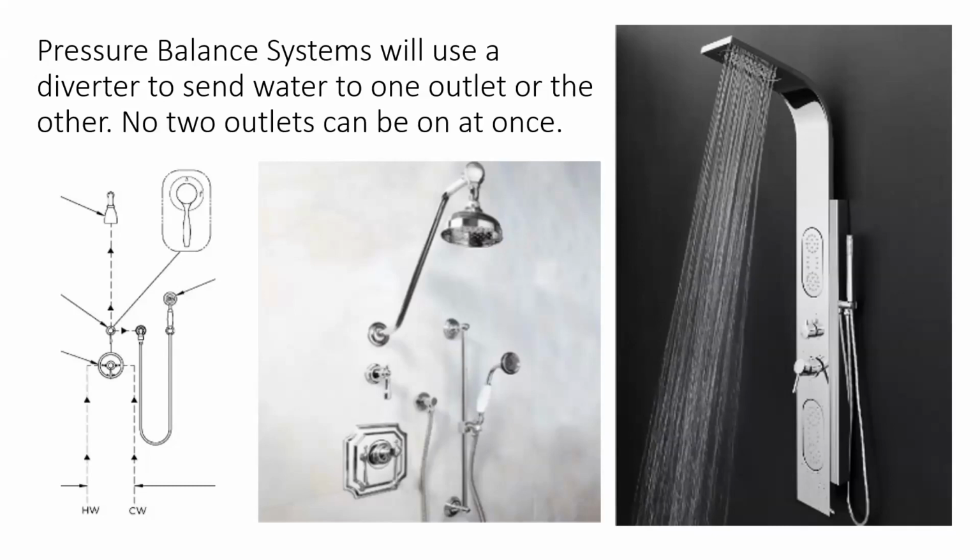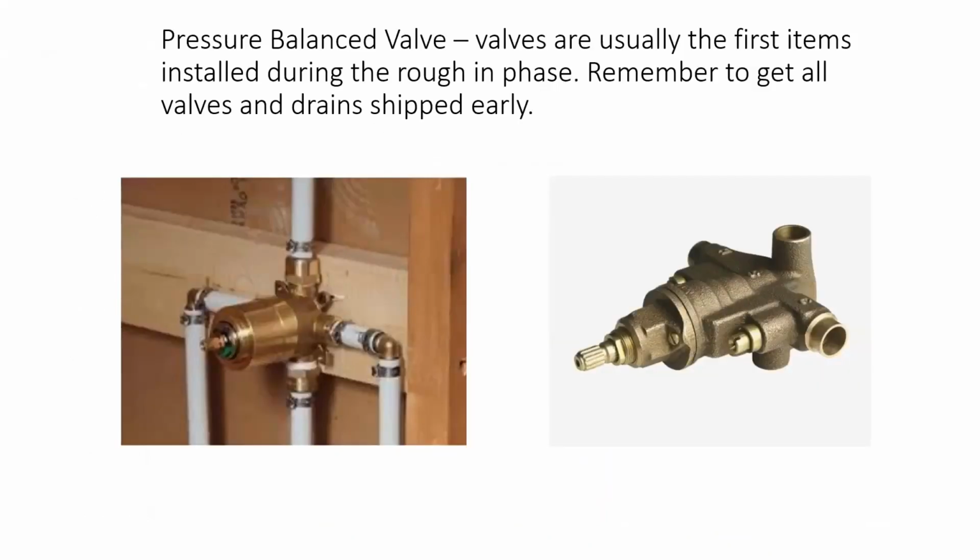So we like to say, if you're looking for a system where budget is important, where the client doesn't really care about having two different outlets on at the same time, a pressure balance system may be the way to go. Here you'll see the pressure balance valve. That and all valves for the shower are usually going to be the first items installed. And you do want to remember that you not only get all the valves, but any shower drains shipped early. You want to make sure those are there and ready for the plumbers to install during the rough-in phase and during the framing, where they've got the access and can locate those items exactly where you specify and where you want them on the walls.